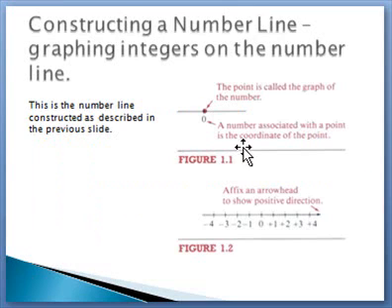Here we have a diagram showing how we did this. This is found in the book itself. So figure 1, we see where 0 is. It's the origin. And here we have the laying out of all the integers on the number line.